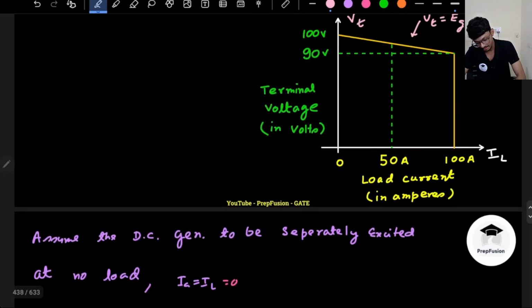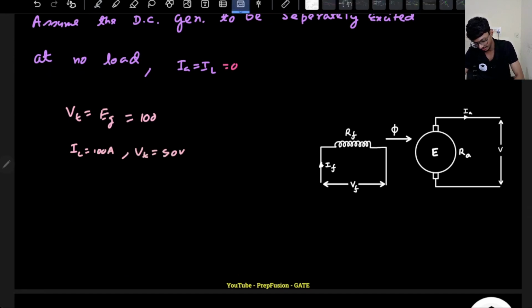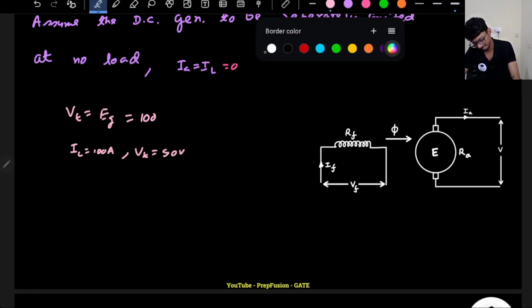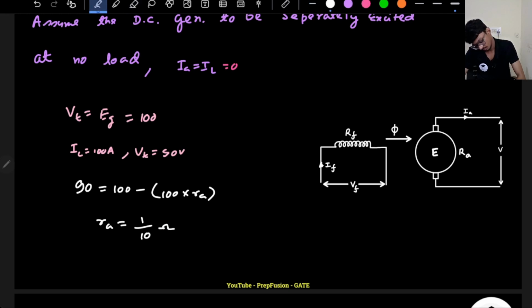Now what more do I know? I know that at IL equals 100 amperes, the Vt is 90 volts. So I can plug in the values in this equation. Vt is 90, so 90 equals Eg minus IL or Ia into Ra. Ra value I have to find out. So Ra from here I can easily derive. It will be 10 divided by 100, that is 1 by 10 ohms. So this is my resistance value. From here I am able to find Ra.